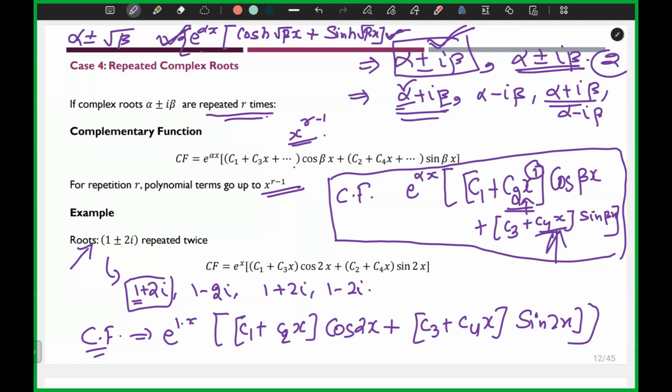So here I have written that form: e to the power alpha x cos hyperbolic root beta x plus sine hyperbolic root beta x.